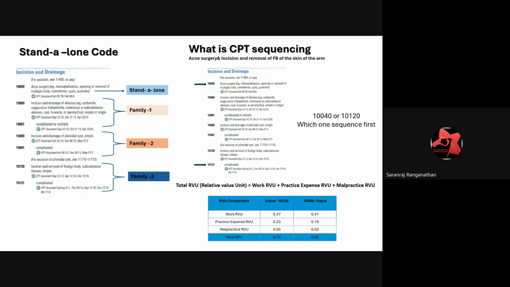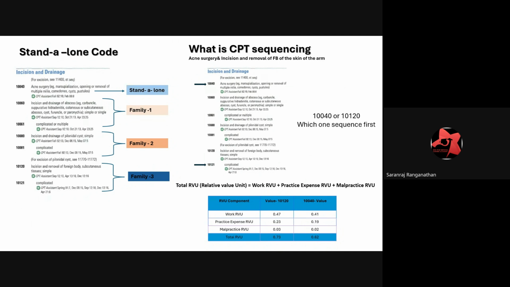Okay, that is the meaning for the standalone code. Then CPT sequencing. When it comes to CPT sequencing, we always go with the RVU value, that is relative value unit. The relative value unit means something that is paid to the physician based on this unit only. And this unit is comprised of work RVU, practice expense RVU, and malpractice RVU. These three combined together, we call it the RVU value.